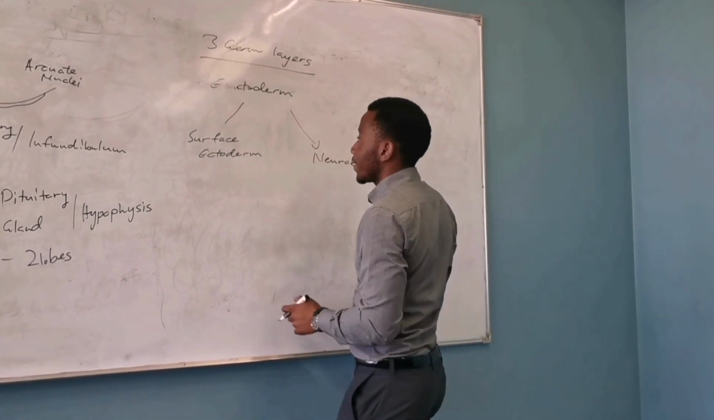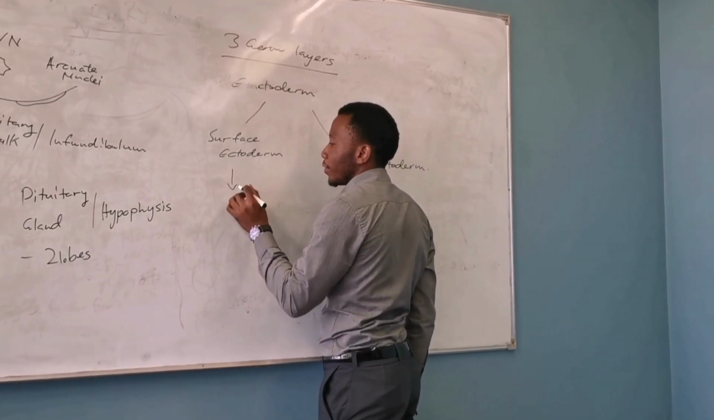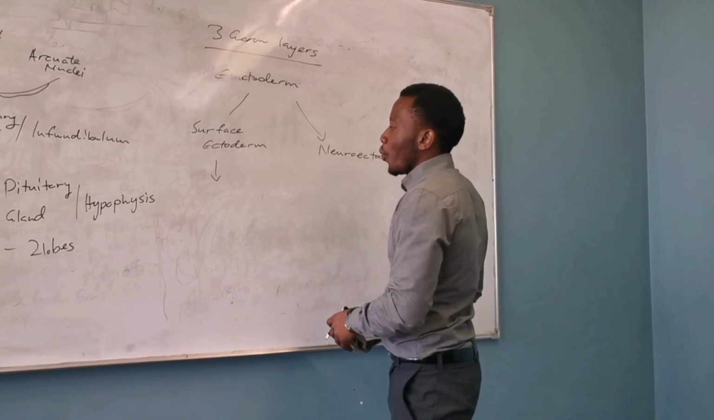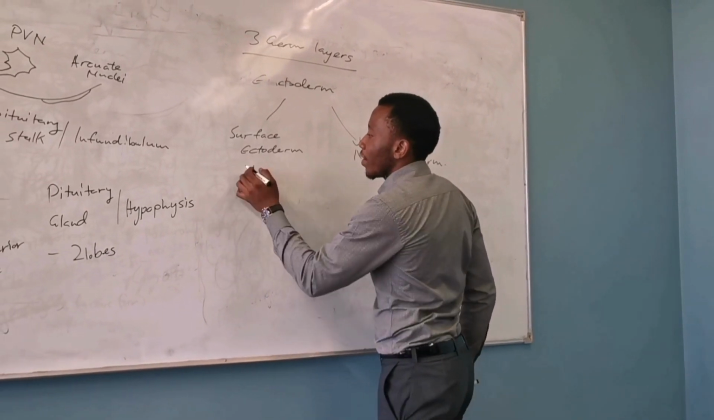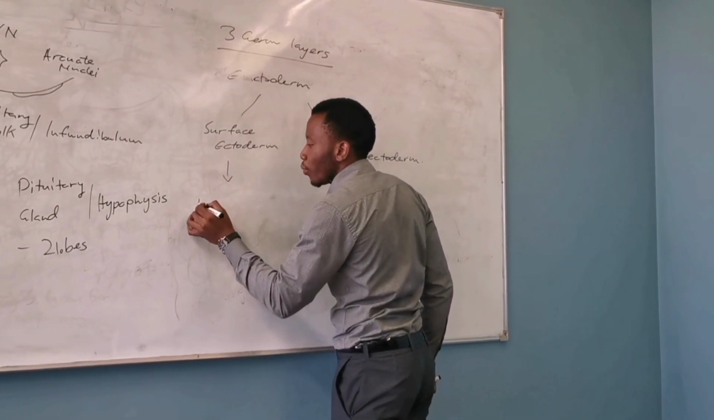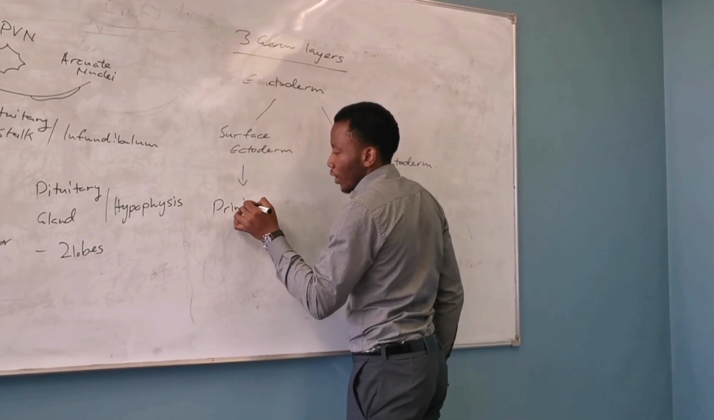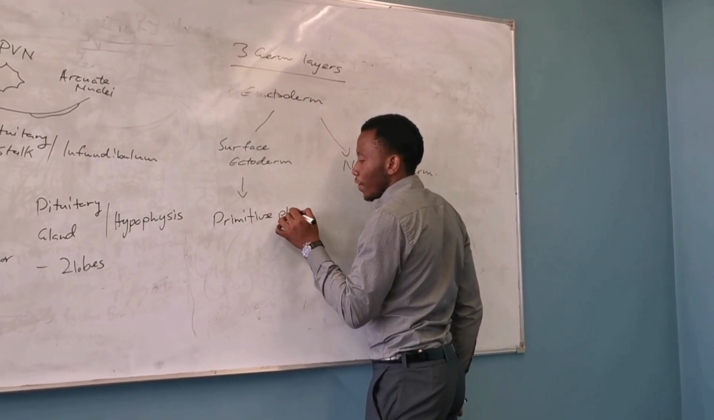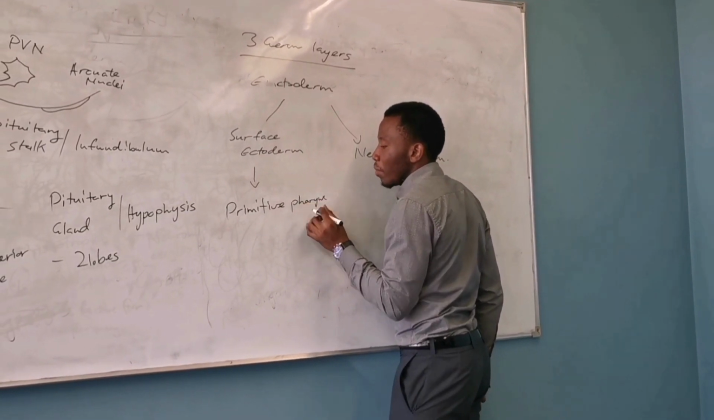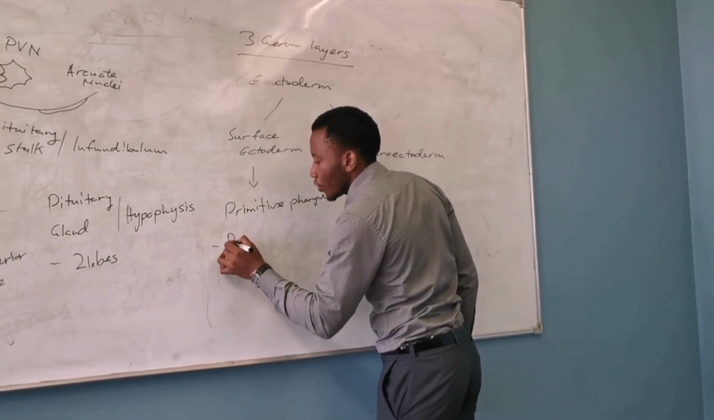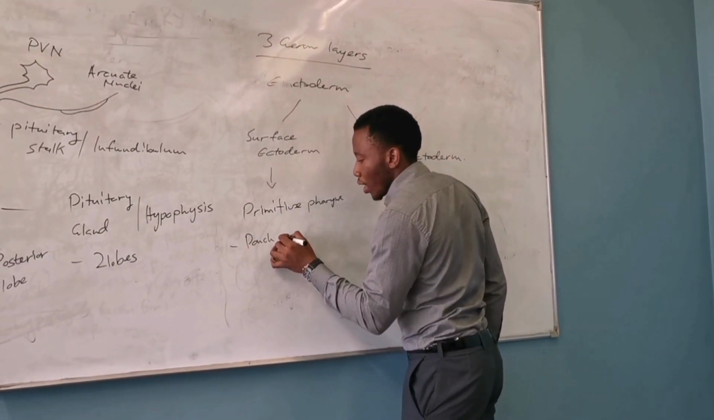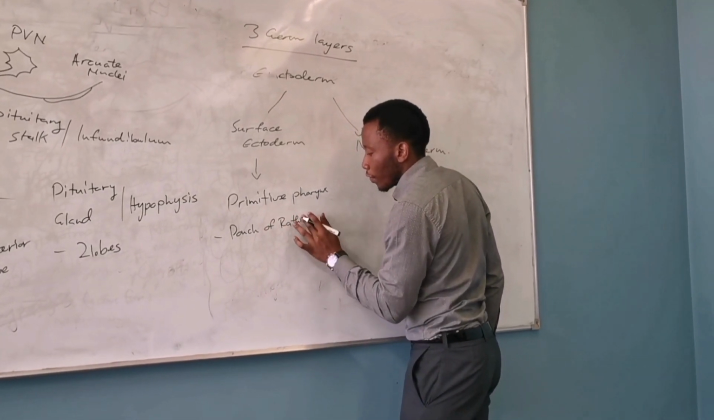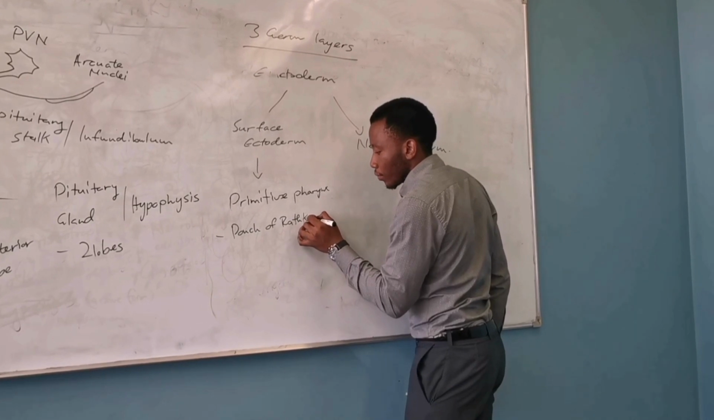So the surface ectoderm is going to give rise to your adenohypophysis. Embryologically, we have a pouch formed from your surface ectoderm that is in connection with your primitive pharynx, or you can say the primitive mouth. We call this the pouch of Rathke.